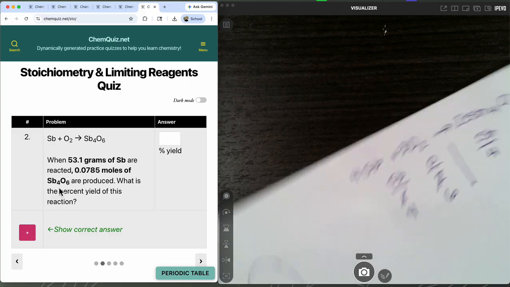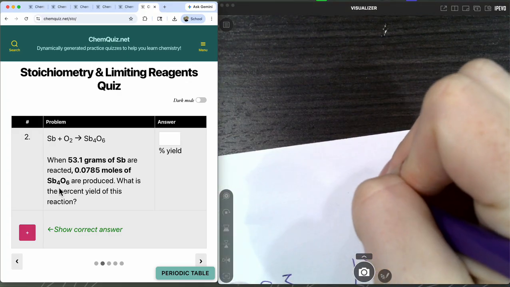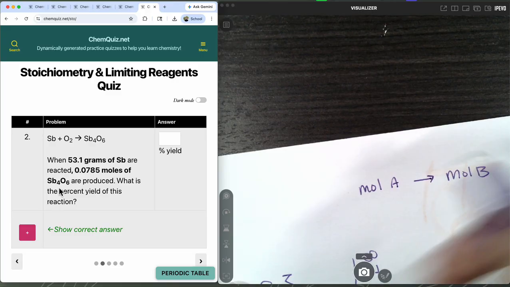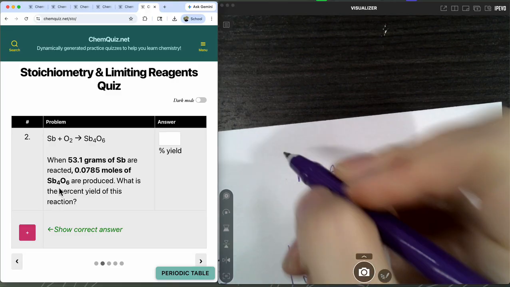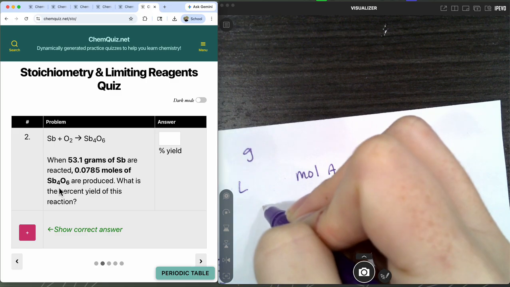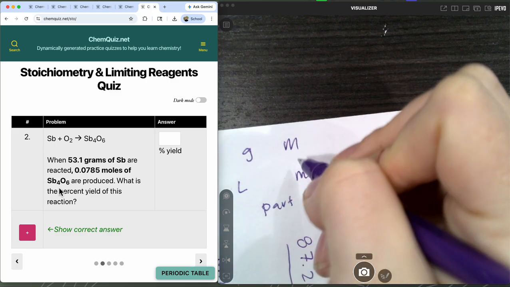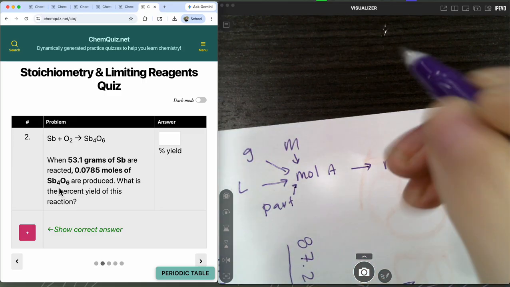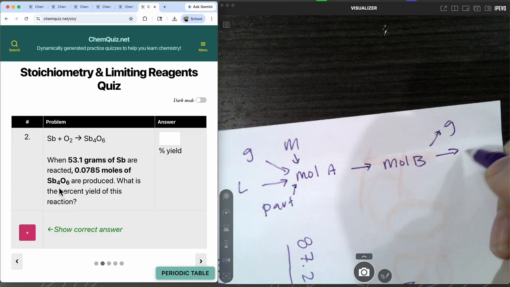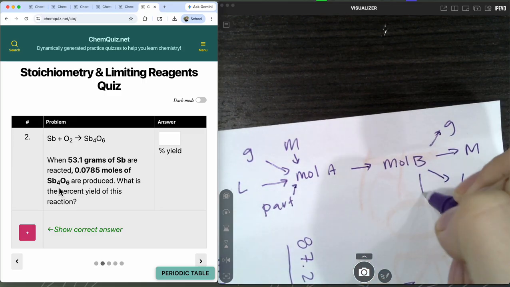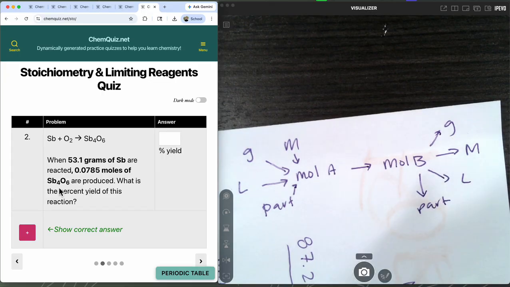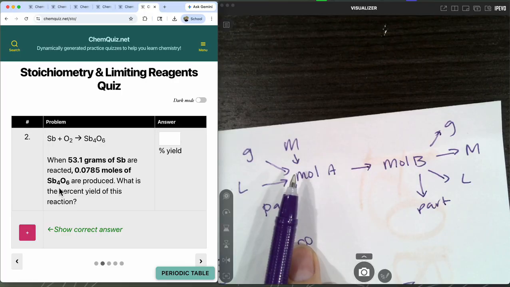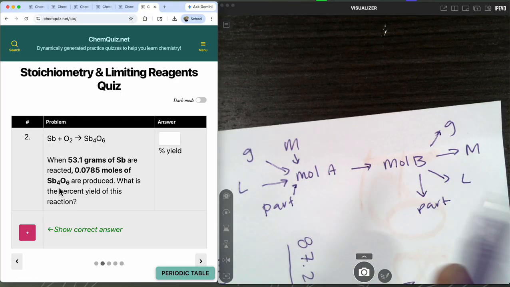So one of the ways to think about this is moles of A to moles of B. It's the only way to go. But you can go from grams of A or liters of A or particles of A or molarity of A. It doesn't matter. You can pick anything you want. And then at the end, they could ask you for anything you want. They could ask you for grams, for the molarity of it, for the liters, for the particles. But either way, if you're going from one compound to another, you absolutely have to convert it to moles and then use that mole ratio and then go from there.